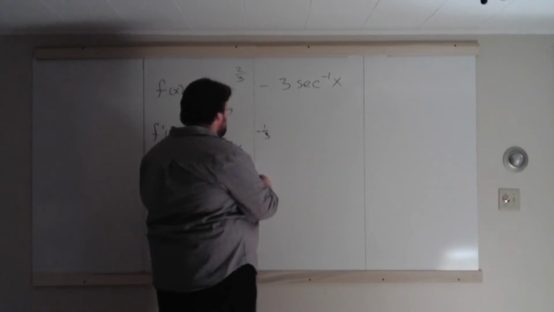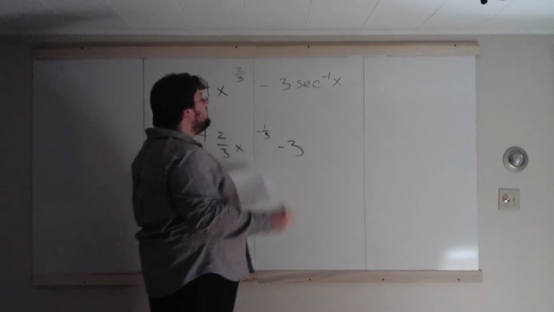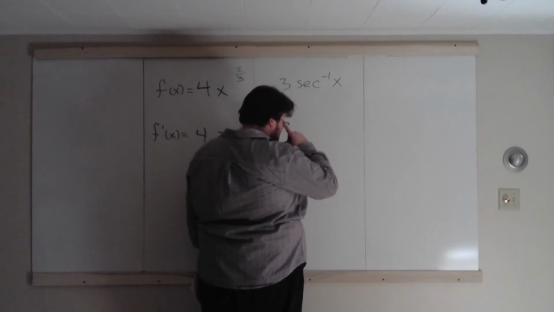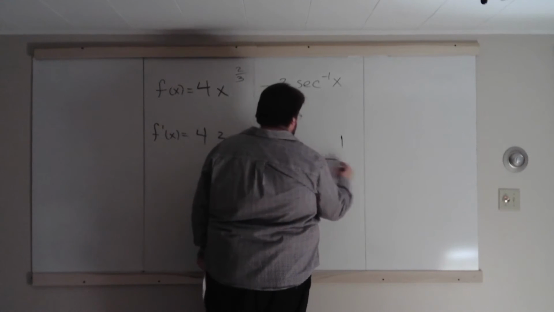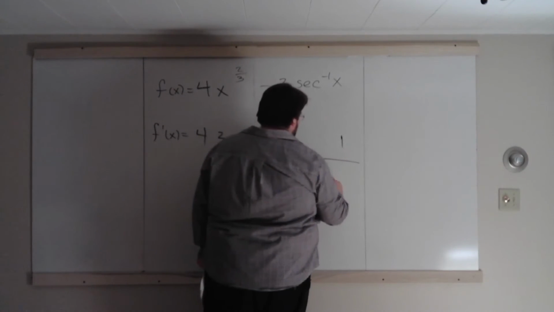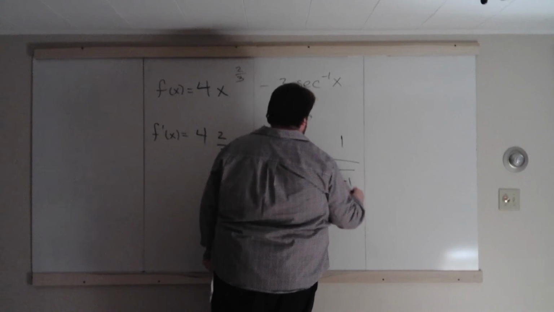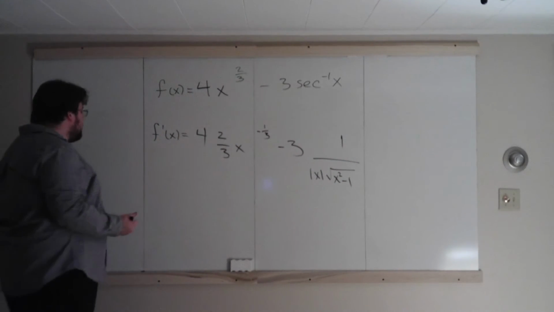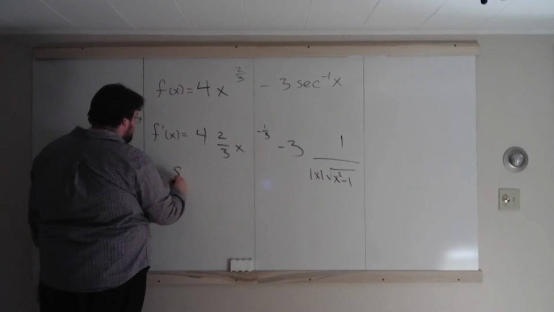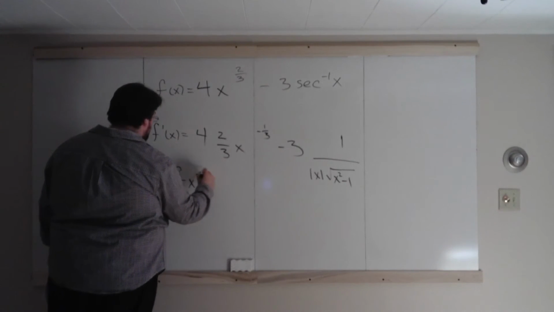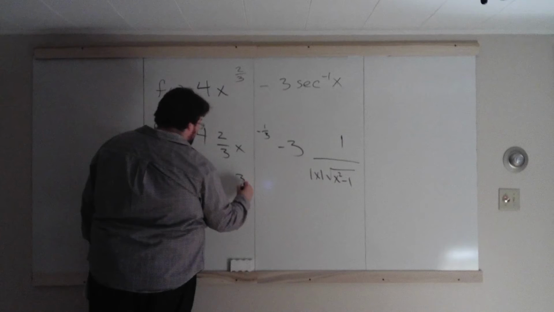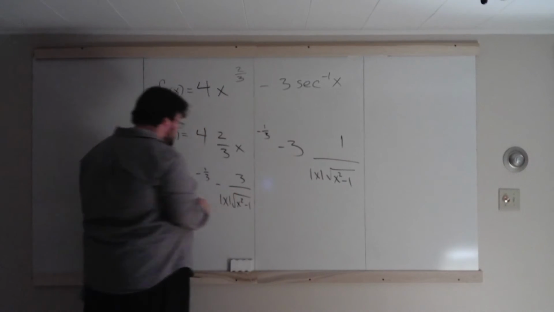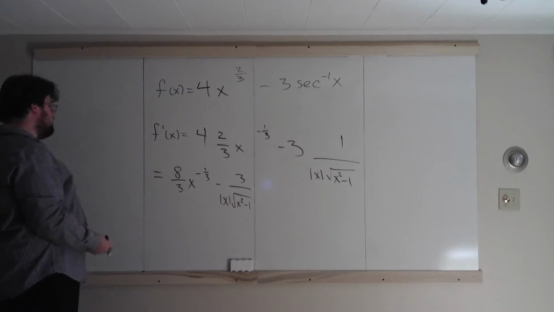And then for the other part, we have a negative 3, and then we need the derivative of the inverse secant of x. Well, what's that? It's positive 1 over absolute value x root x squared minus 1. And you could leave the answer like this. I'm not going to. 4 times 2/3 gives us 8/3. And then I'll just write that as 3 absolute value x, square root of x squared minus 1.